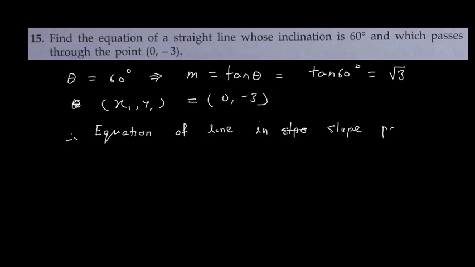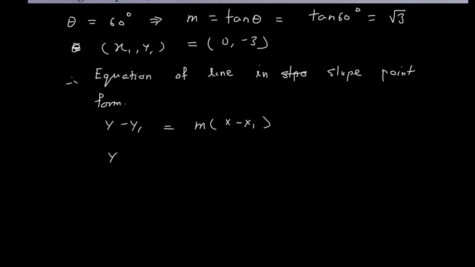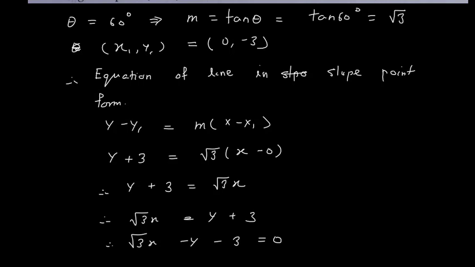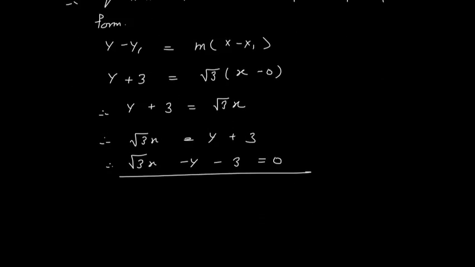So the equation of the line in slope-point form is y minus y1 is equal to m into x minus x1. So this will give me y minus minus 3, which becomes plus 3. Y plus 3 is equal to, the value of m is root 3, into x minus 0. So therefore y plus 3 is equal to root 3x. So you can say that root 3x minus y minus 3 is equal to 0. So this is your required equation of the line.